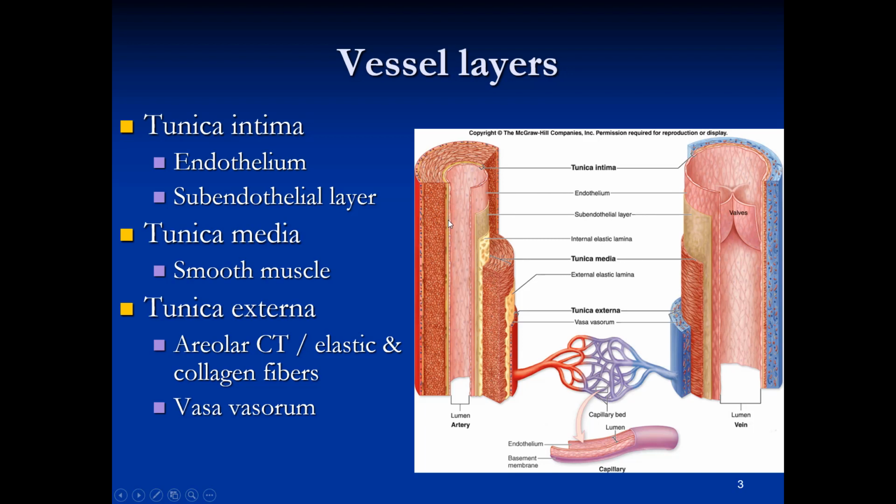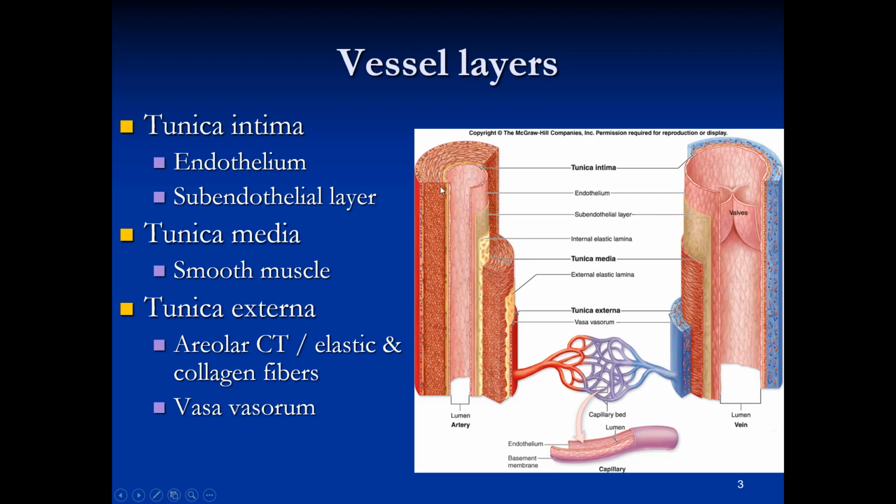If you start on the inside layer here, this is called the tunica intima. The big part of that that's important is the inner lining is called the endothelium. That term may ring a bell because this is an example of what we call simple squamous epithelium. Early in the semester we talked about simple squamous epithelium. It's one layer of very thin cells. And when we get that on the inner lining of the blood vessel, it's called the endothelium.